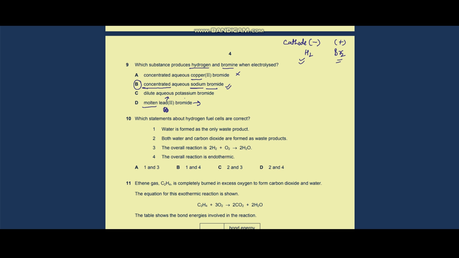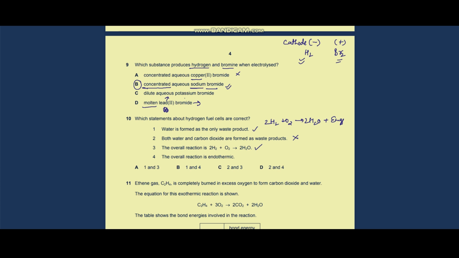Coming to the 10th question, which statements about the hydrogen fuel cell are correct? Water is formed as the only waste product. Yes, that is correct. Hydrogen and oxygen combine together, forming water and releasing energy. So this is correct. Both water and carbon dioxide are formed as waste. The overall reaction is 2H2 plus O2, giving you 2H2O. This is correct. It's the reaction.